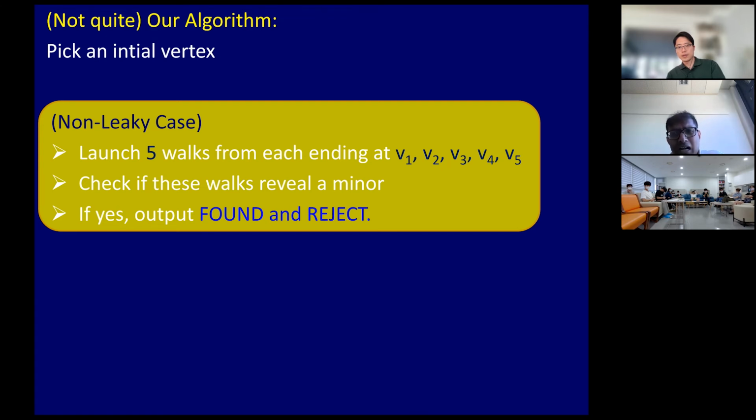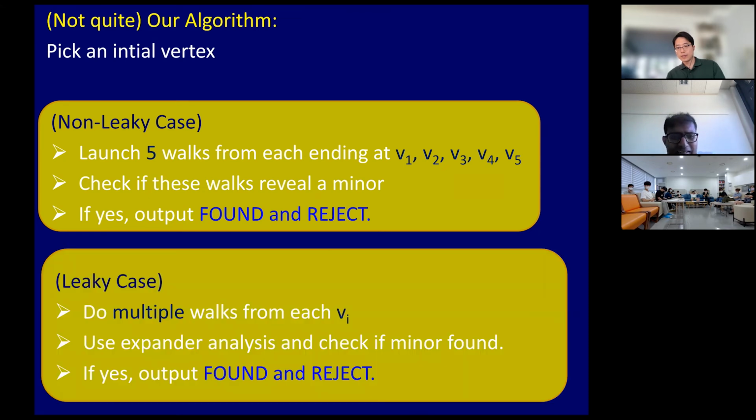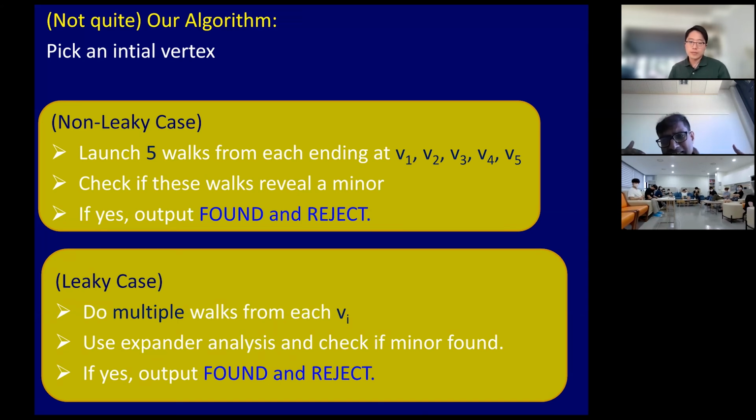And if you do not find a minor this way, if the instance happens to be a leaky instance, then you use the birthday paradox analysis that we presented earlier.